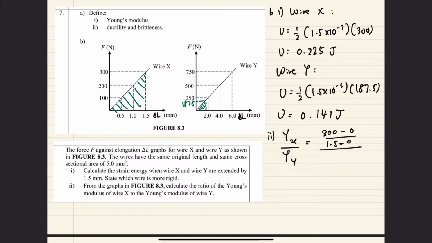Okay, now for Y, let's say pick the 750 one. So 750 minus 0 divided by 6 minus 0. So 300 divided by 1.5, 750. Okay, so this one should be times 10 to the negative 3 because this is in mm, but I can cancel out that one, so I end up with 1.6. So the ratio of Yx over Yy will be 1.6.